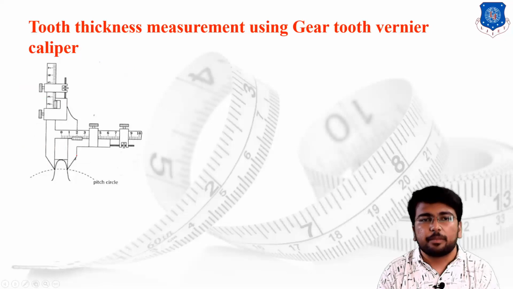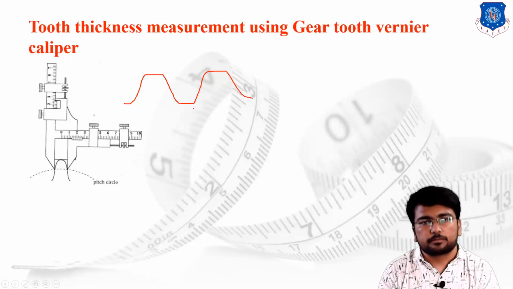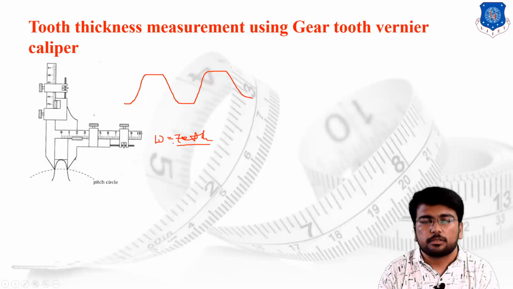Now what is the basic requirement behind this particular instrument? Suppose I have two teeth on which I have to do the measurement. What is my basic requirement? I have to measure, let's say, the width of the teeth. This is the tooth. I know my writing is very good, so I have to measure the width of the teeth.